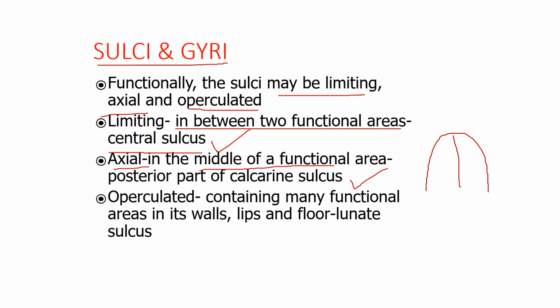Operculated. We have to remember, opercula means lid-like. So this lid is having many functional areas in its walls, lips, floor. Then that will be called operculated. Example is the lunate sulcus. So this is one way of classification of sulci and gyri. This classification may be asked as short notes for you.